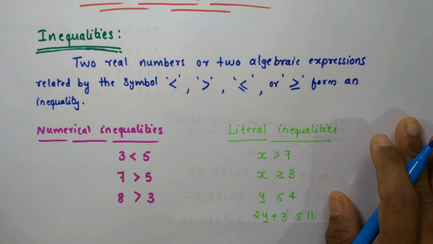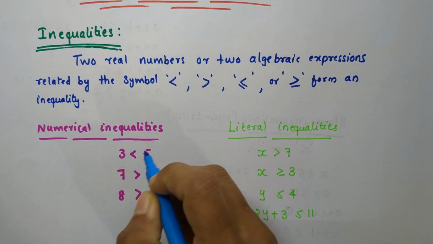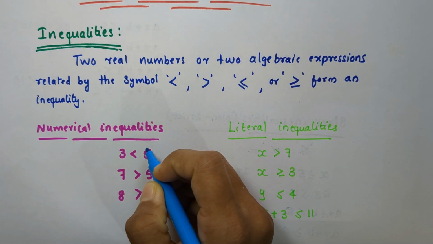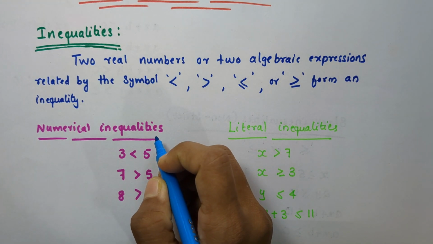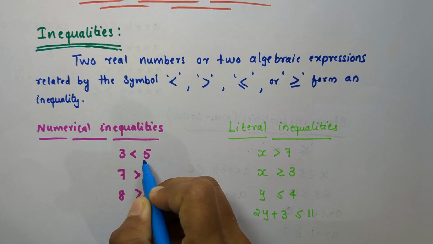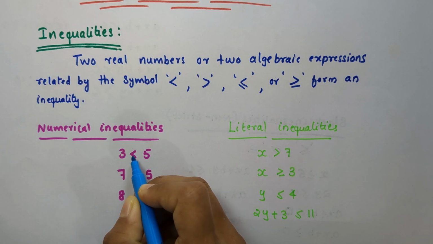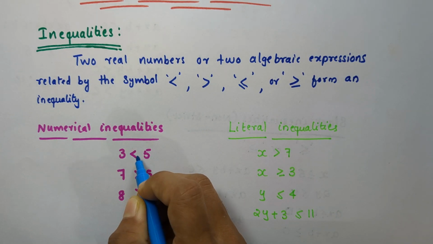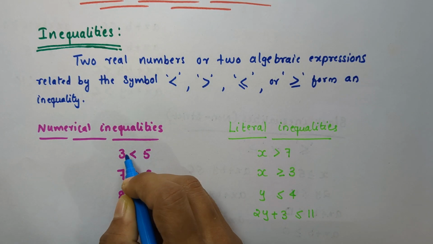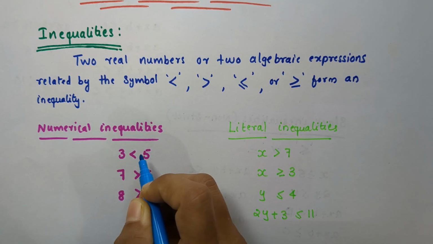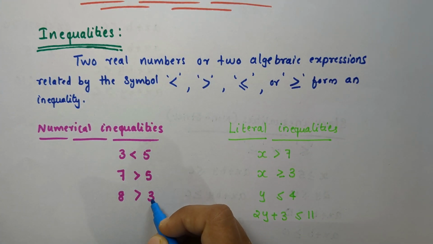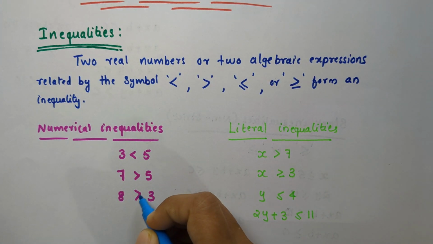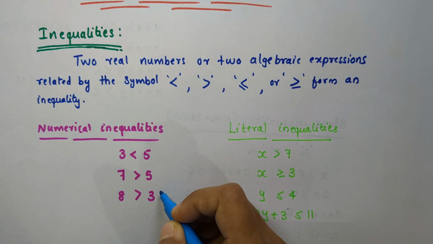The first one is numerical inequalities. What is meant by numerical inequalities? These are the inequalities that contain only numbers. For example, 3 less than 5. This inequality contains only the numbers 3 and 5, so this is a numerical inequality. Similarly, 7 greater than 5, 8 greater than 3, all these are examples of numerical inequalities.